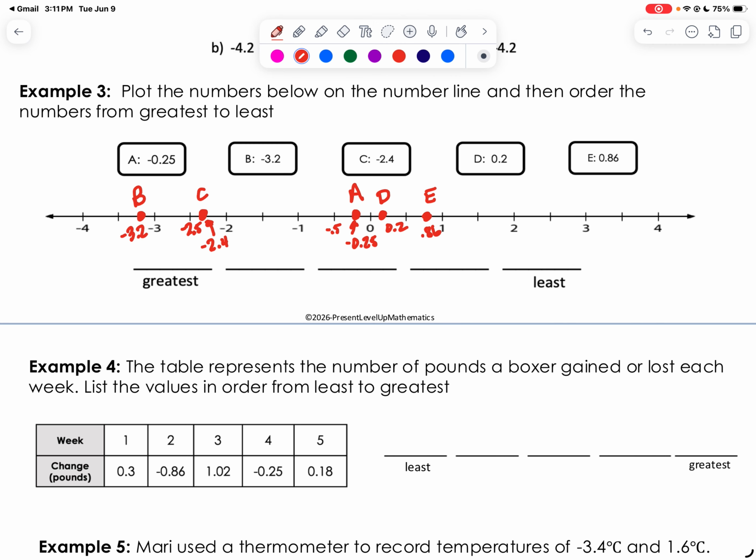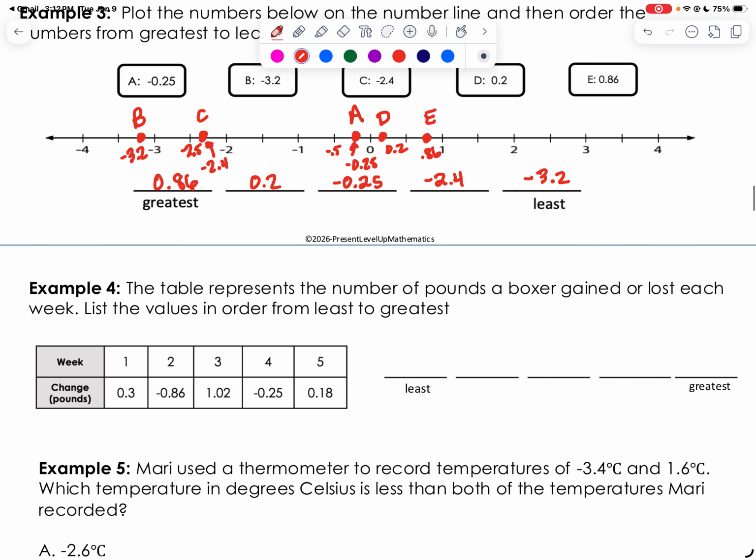All right, now they want us to put these numbers in order from the greatest to the least. Now remember, on a number line, the largest numbers are all the way to the right. So our point that was furthest to the right was point E. So that was 0.86 or 86 hundredths. Then our next point was D, which was 0.2 or 2/10. Our next point was A, which was negative 0.25. Then our next point was C, negative 2.4. And finally, our very, very smallest point on this graph was point B, or negative 3.2.